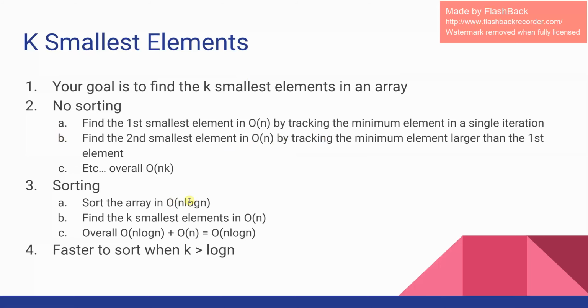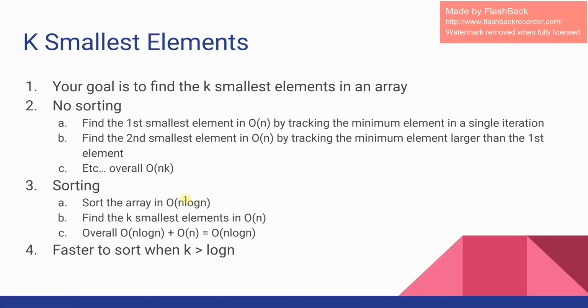It doesn't matter what k is, because finding the k smallest elements in a sorted array only takes a single pass through the array, just grabbing the elements at either the start or the end of the array, depending on whether you sorted it in ascending or descending order.